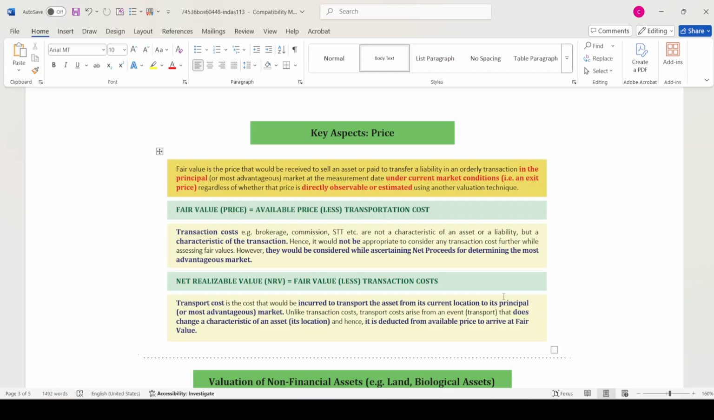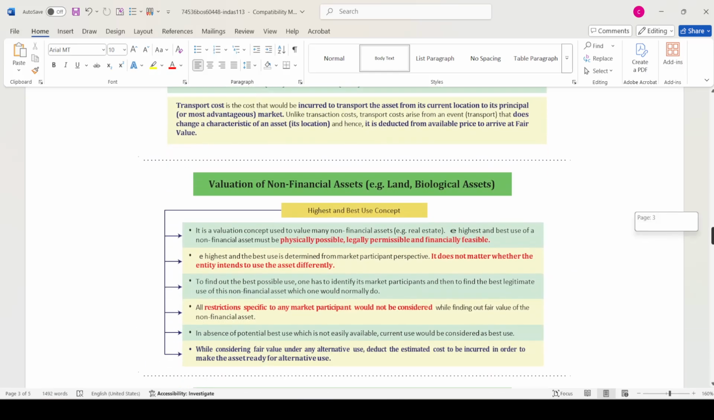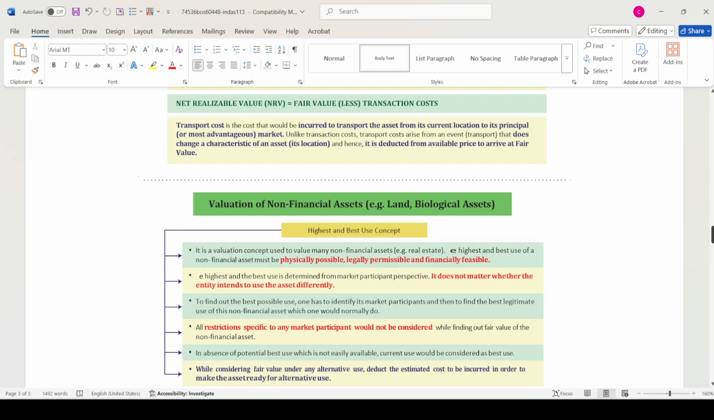Markets are classified into the principal market and the most advantageous market. If there are two markets, we should consider the price quoted in the principal market, not the most advantageous market. To determine the fair value, we should not deduct transaction cost. However, we should deduct transportation cost: price quoted minus transportation cost equals fair value. So until now, we are good, right?